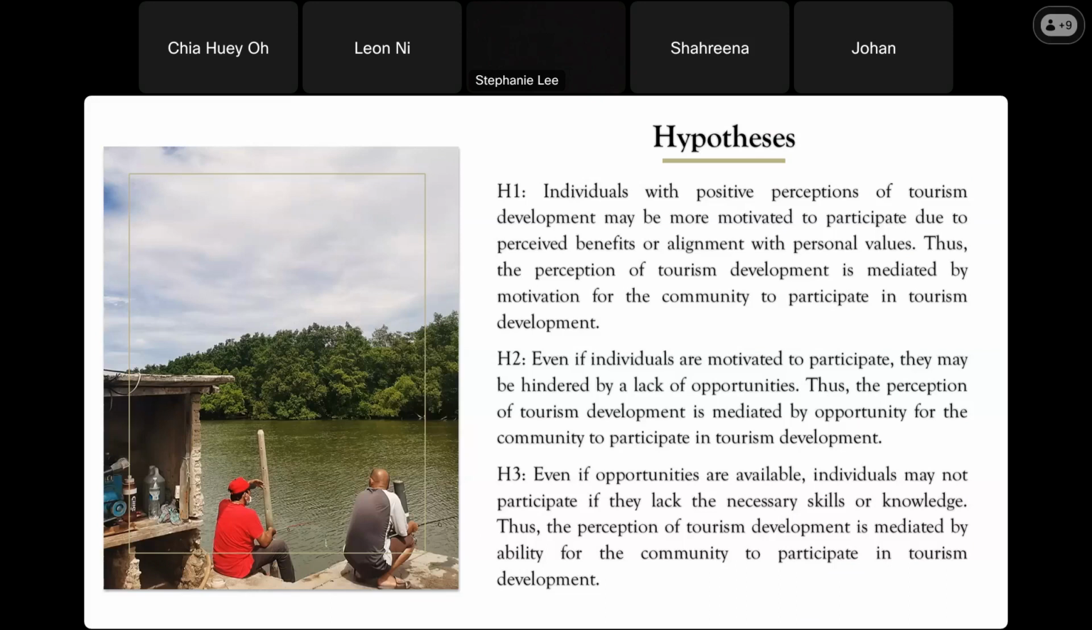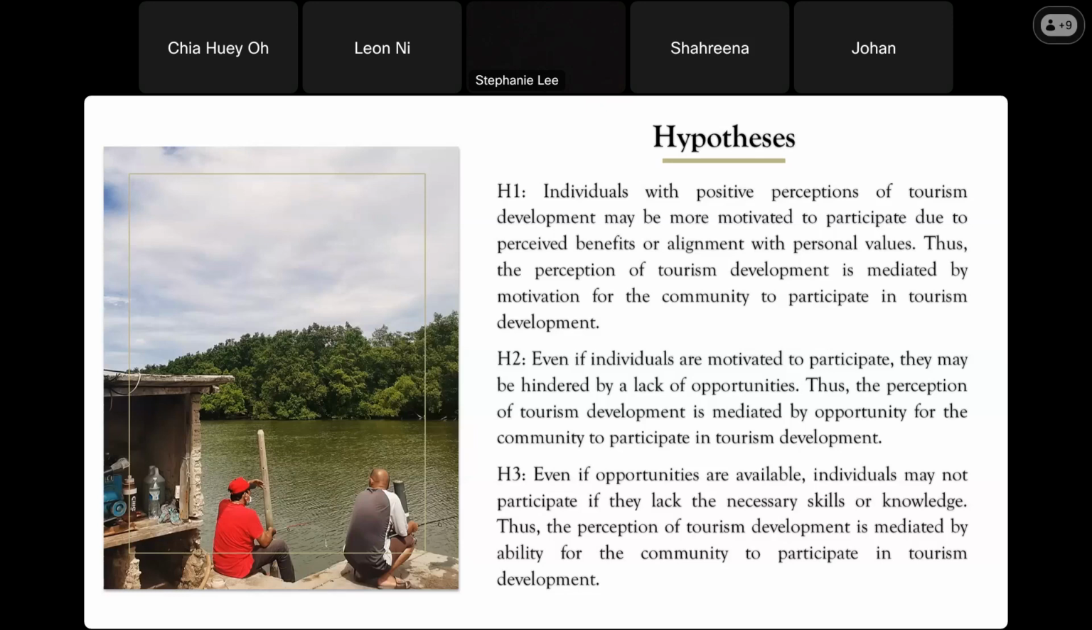The second hypothesis is, even if individuals are motivated to participate, they may be hindered by a lack of opportunities. For example, a lack of tourism infrastructure or information may limit their ability to get involved. Thus, the perception of tourism development is mediated by opportunity for the community to participate in tourism development.